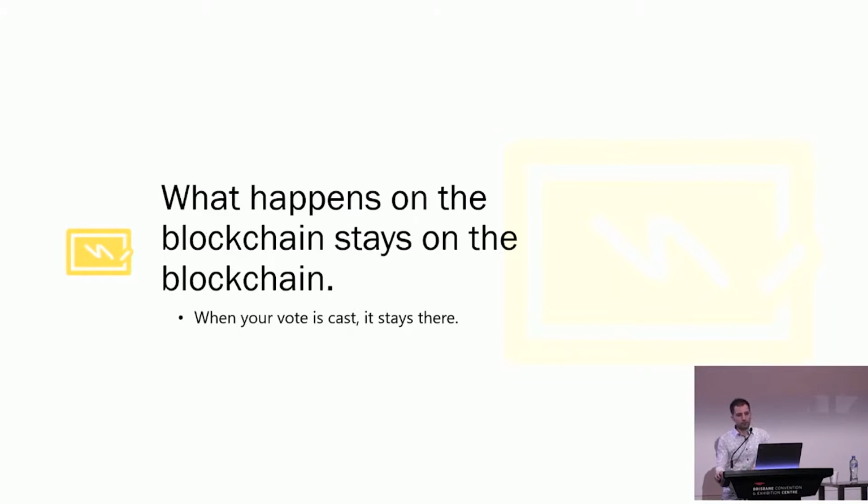Finally, what happens on the blockchain stays on the blockchain. That means that in 50 years' time, someone can go through the records and see the election that happened in Australia 50 years ago. And someone could reassess, reevaluate, re-verify.